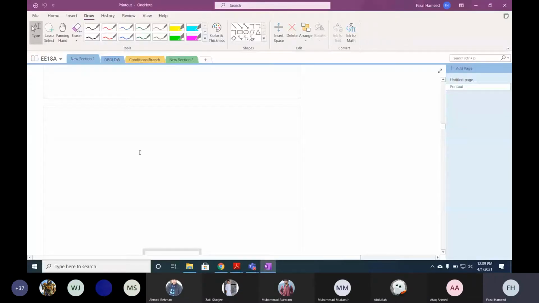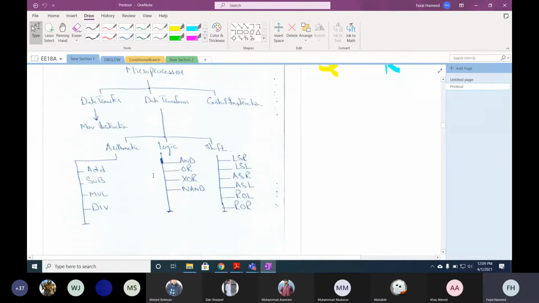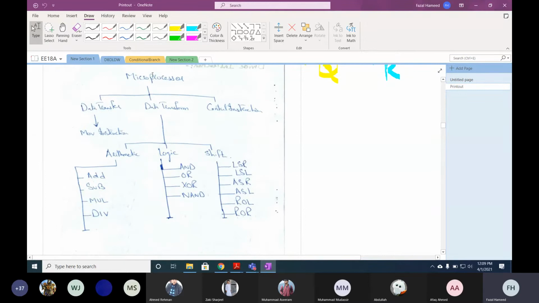We will study different types of logical and shift instructions. If you look at the microprocessor, there are different types of instructions. One is the data transfer instruction. The classical example of a data transfer instruction is the move instruction, so we can move data between different elements of the system.